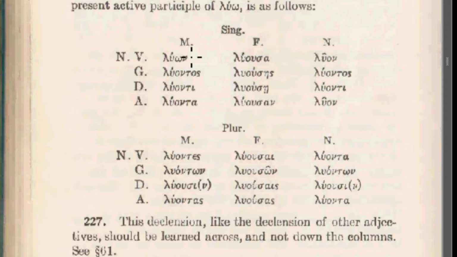So we have the nominative, the genitive, the dative, the accusative here. And of course, we're going to have the masculine, the feminine, and the neuter. And then of course we have the singular and the plural. So you add all those together, you get this variety of forms of luo. But the good news is that you'll notice that the endings are actually endings you've already learned. So we have luon, luontos, luonti, luonta.